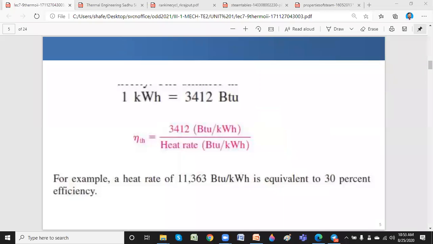Now, all the thing is, first I have to determine the enthalpies. Straight away I can find out.